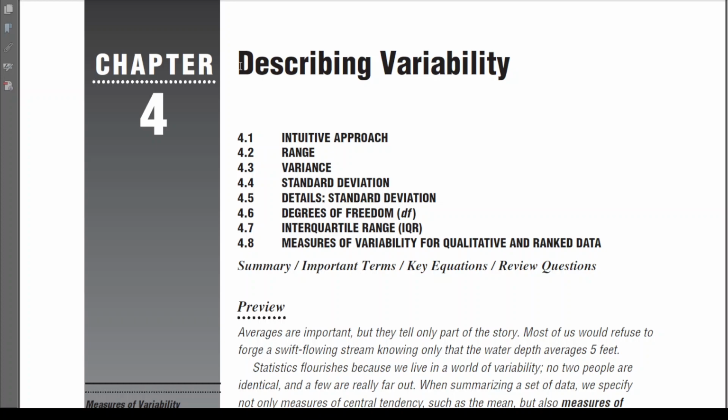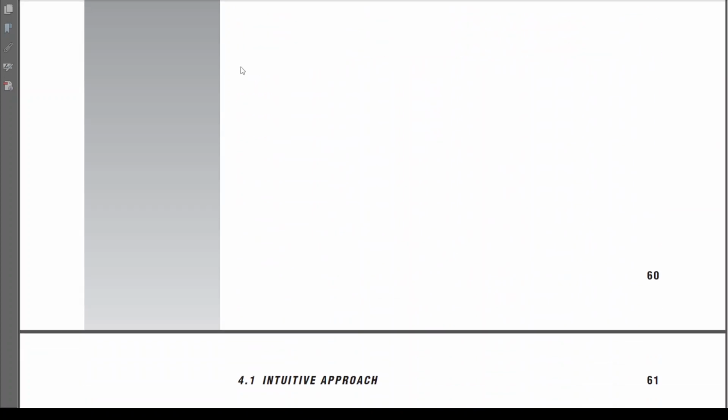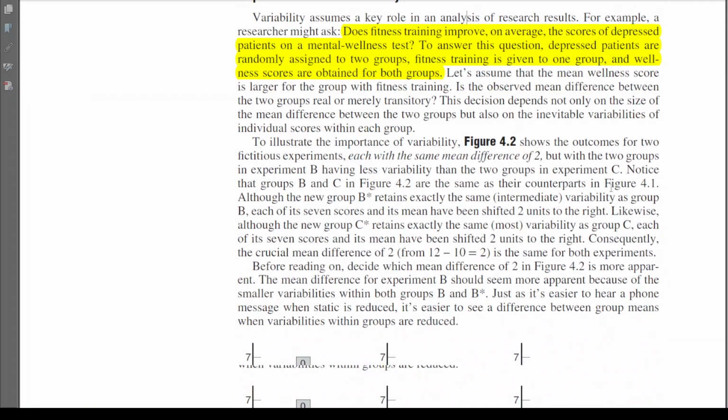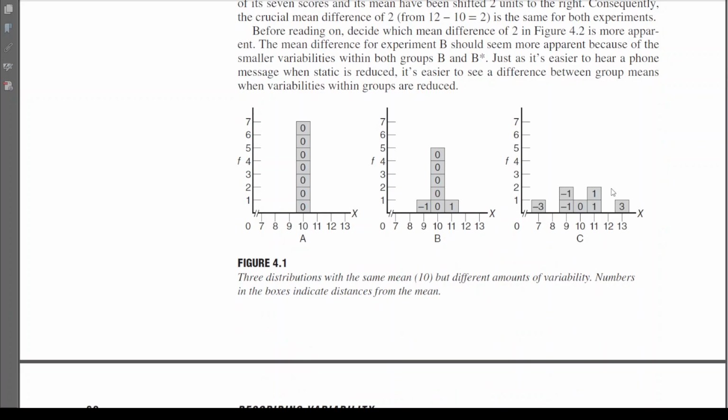This is chapter number 4 describing variability from the statistics book by Robert S. Witte and John S. Witte. First of all, it talks about the intuitive approach. What it says is that you probably already possess an intuitive feel for differences in variability. It gives us a figure in which it considers three distributions.